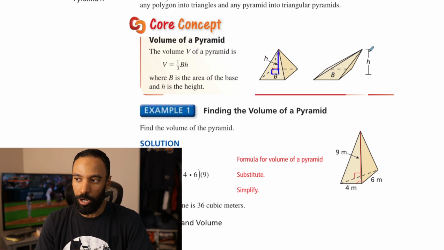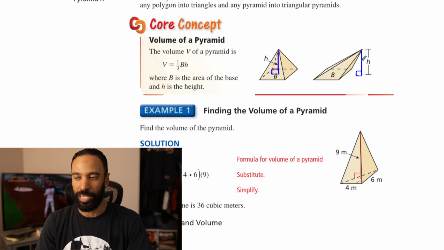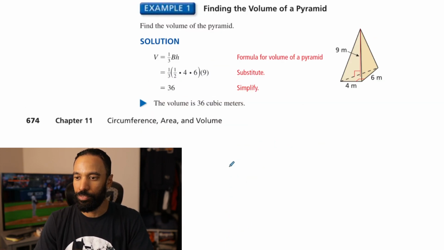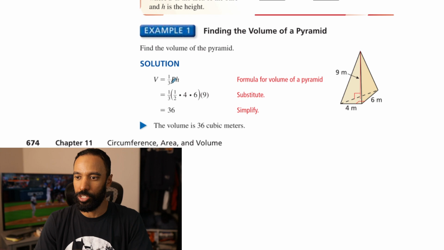But if you have an oblique pyramid, the height is on the outside because it's still going to be perpendicular to your base. So it's whatever distance that thing is, that's your height right there. Okay, let's go into the examples. Let's find the volume of this pyramid, shall we?